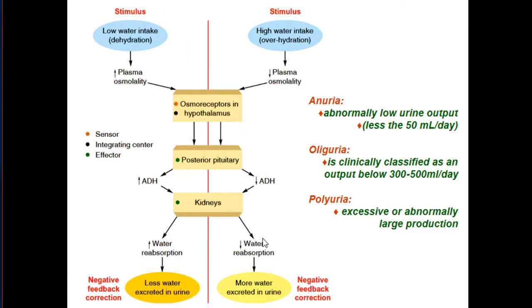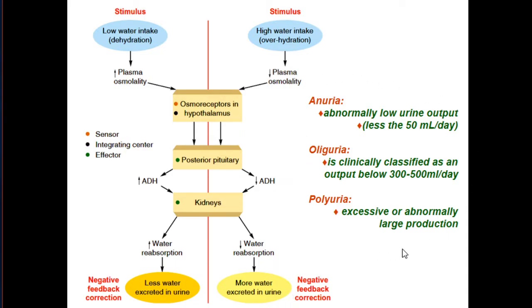And the opposite is also true. When there is overhydration, plasma osmolarity is lower, less ADH is secreted, so no water will be reabsorbed, because you remember, without ADH, aquaporins will not be formed and water is not reabsorbed and it will be excreted in urine.